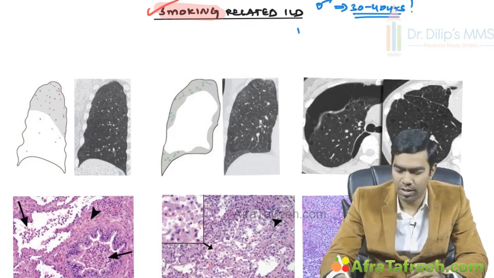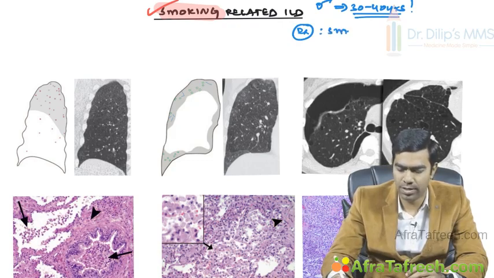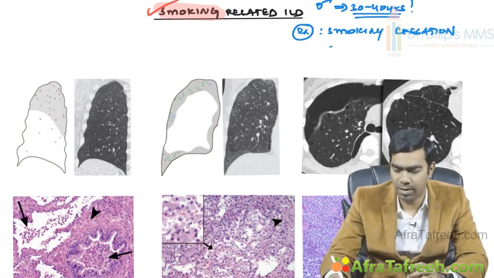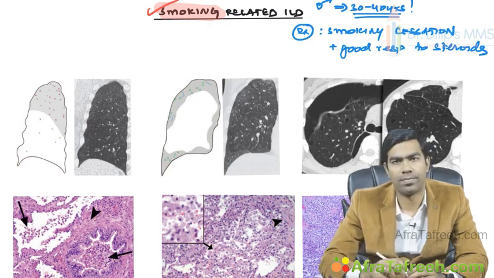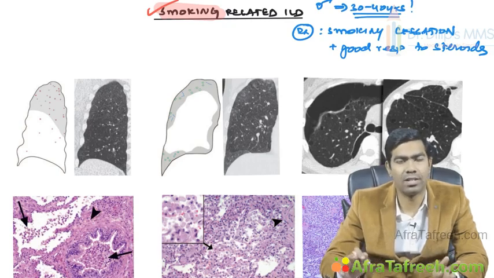And very importantly, the most important treatment for these disorders will be smoking cessation. Stop smoking, quit smoking. That's the most important component of the treatment. At the same time, they'll have a very good response to steroids, corticosteroids. Very, very good response to steroids. Clear? So these are some of the common features that we are going to see in these disorders.